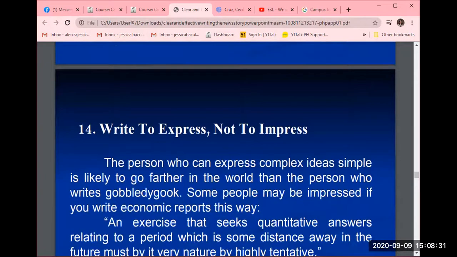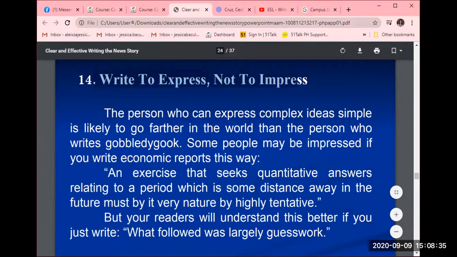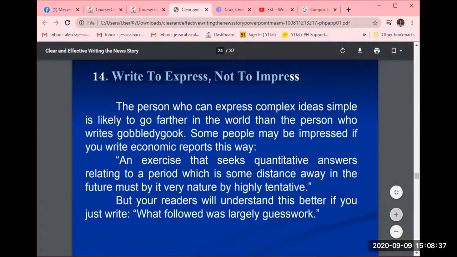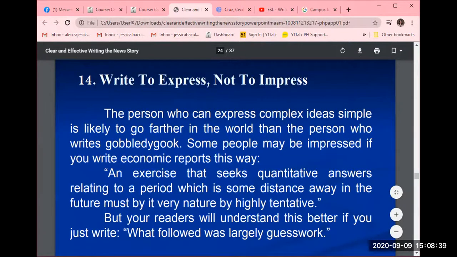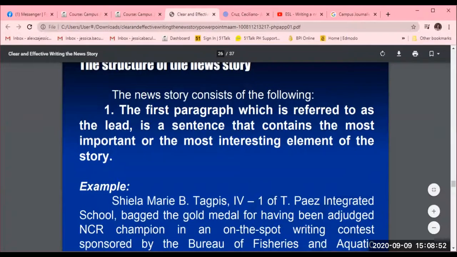Then, write to express, not to impress. In news writing, it's very important that you write about the event and the news and not about how people would perceive your article. And then in writing a news story, ladies and gentlemen, we have several structures.